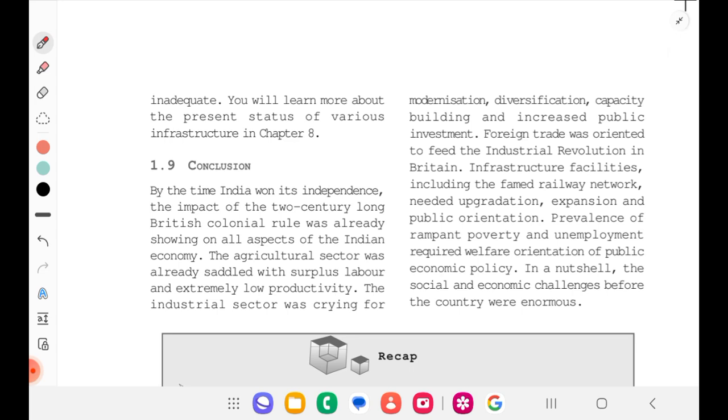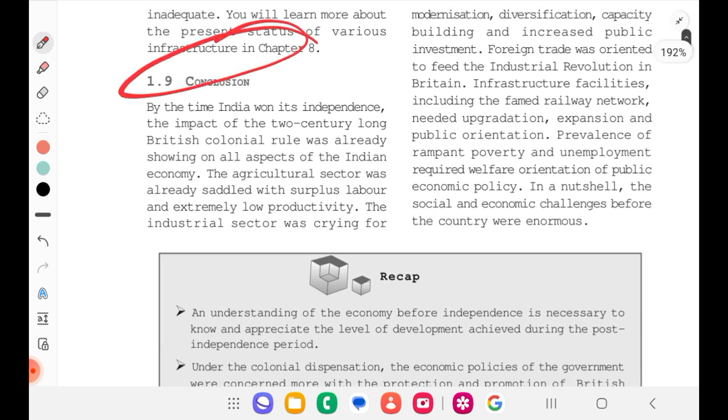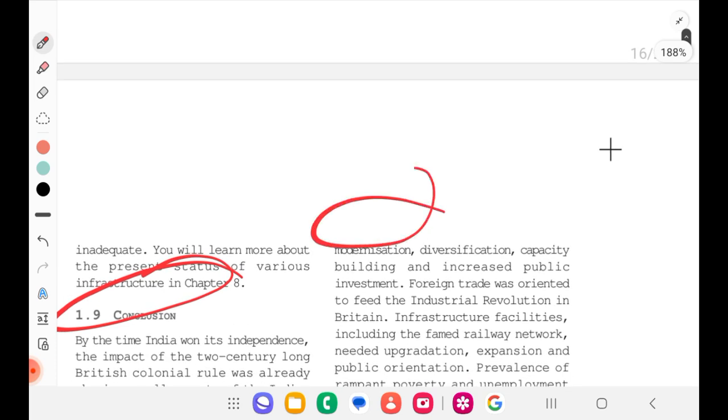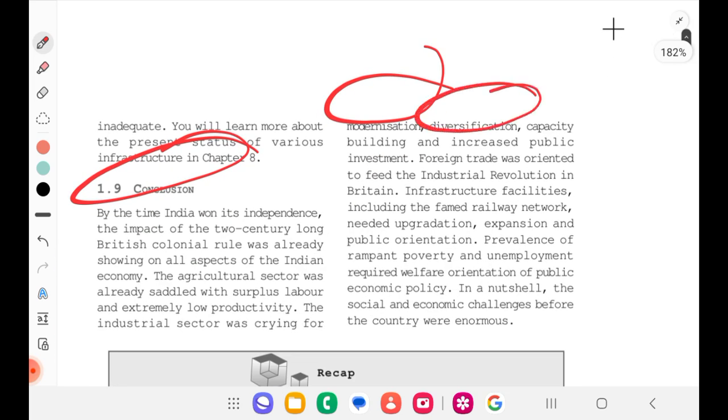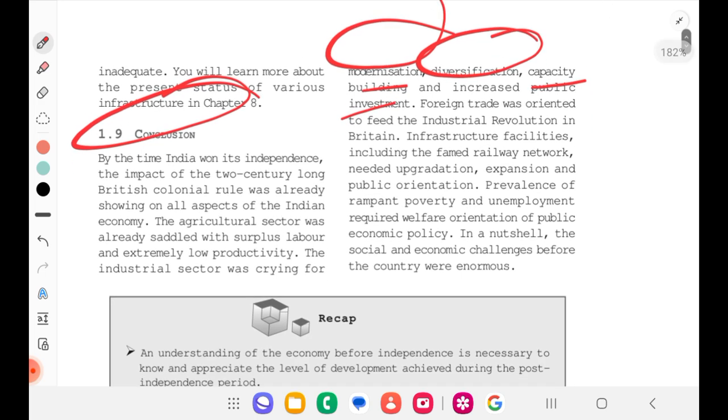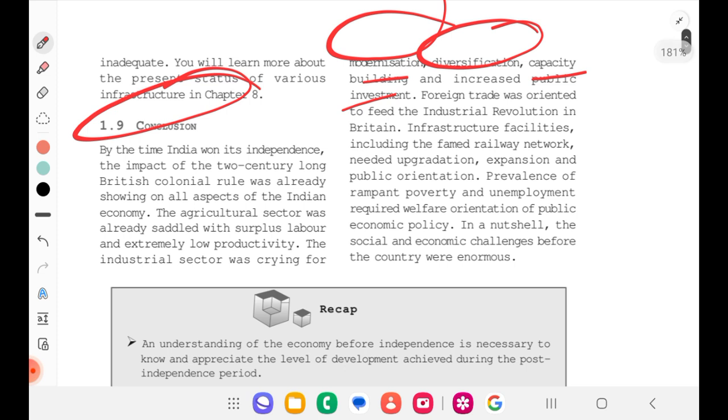Conclusion: By the time India won its independence, the impact of two-century-long British colonial rule was already showing on all aspects of the Indian economy. The agriculture sector was already saddled with a surplus of labor and extremely low productivity. The industrial sector was crying for modernization, diversification, capacity building, and increased public investment. Foreign trade was oriented to feed the industrial revolution in Britain.